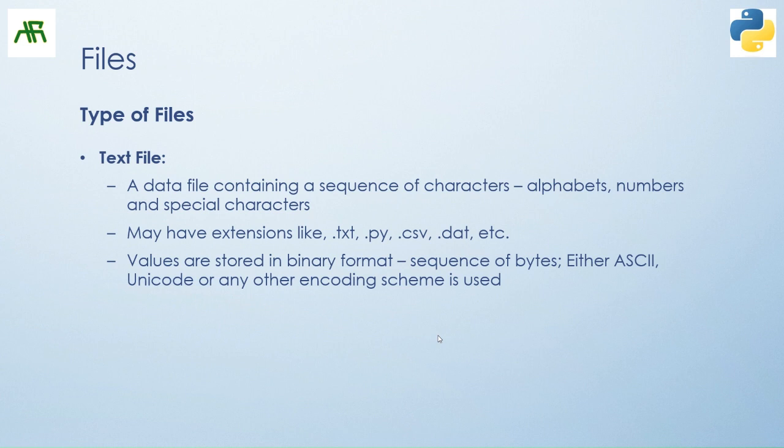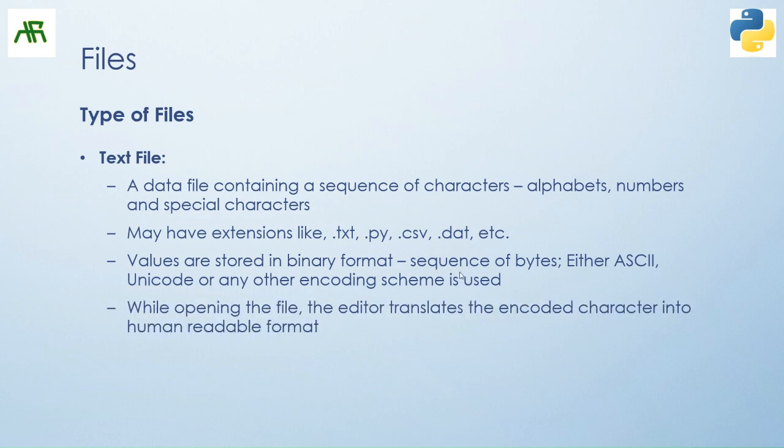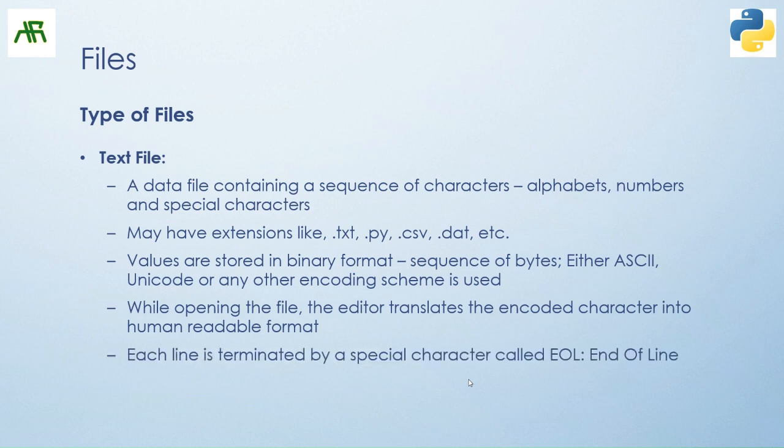Values are stored in binary format, as a sequence of bytes, where ASCII, Unicode, or any other encoding scheme is used. While reading the data from the file or while opening the file, the editor translates the encoded characters into human readable format. For example, any text that we enter, when it is stored, will not be readable if we could actually see that. But when we open the file in an editor like Notepad or TextPad, the editor translates those binary or ASCII characters into human readable format, which we can read and understand.